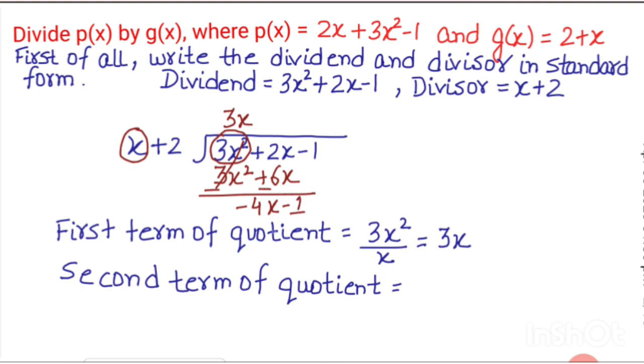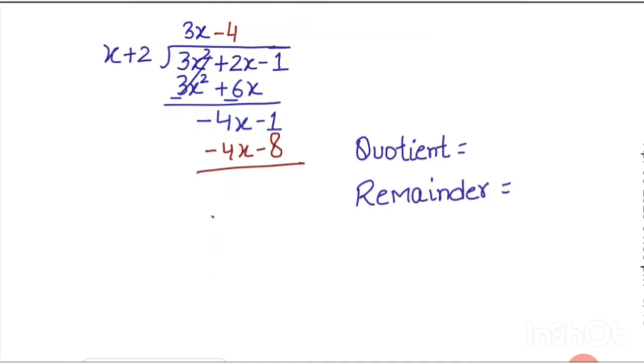Now it will become the dividend. So the second term of quotient is obtained by dividing minus 4x by x, because minus 4x is the first term of dividend here. Now it will be equal to minus 4, which is the second term of quotient. Again multiply minus 4 with x plus 2.